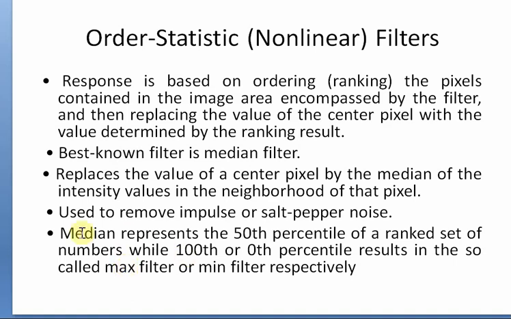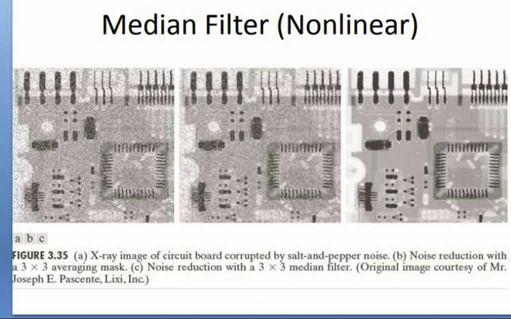Median represents the 50th percentile of a ranked set of numbers. That is what I said, one procedure is there, which is said to be the 50th percentile. While the 100th or 0th percentile results in the maximum filter and minimum filter respectively. Now, this is nothing but order statistics filters. Now consider this one. This is the input image.